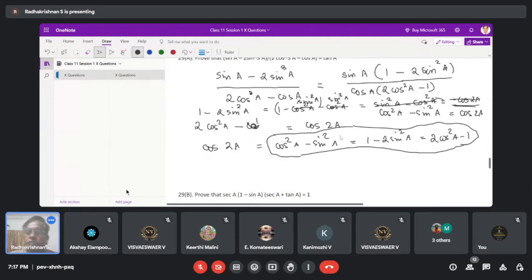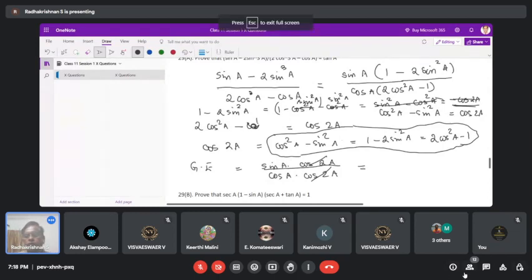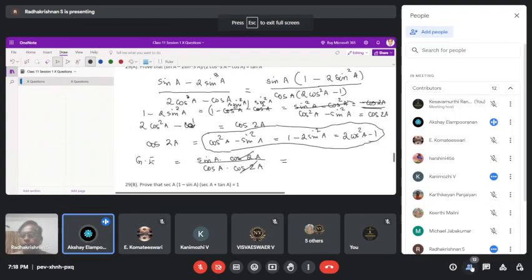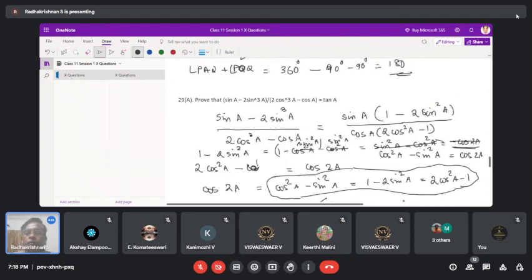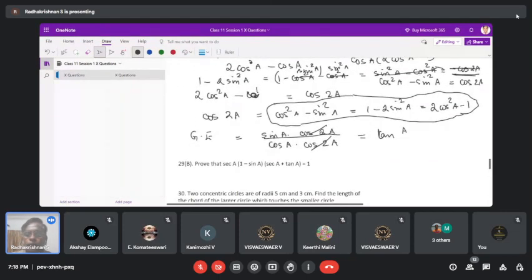So the net, the given expression, is equal to sine A into cos 2A divided by cos A into cos 2A. Now cos 2A will get cancelled. What do you get? Sine A by cos A, which equals tan A. So that is what is required. We have proved it.